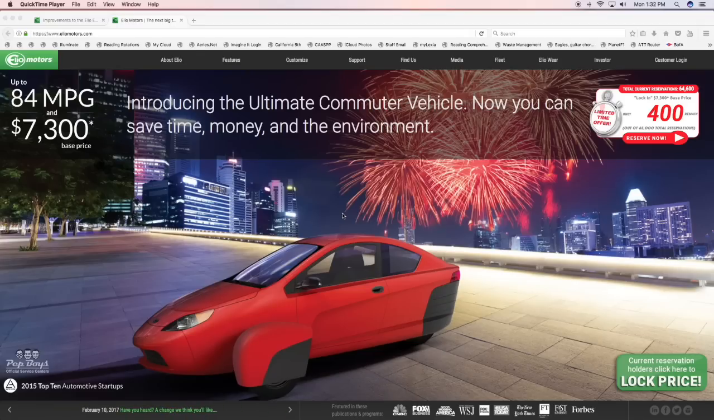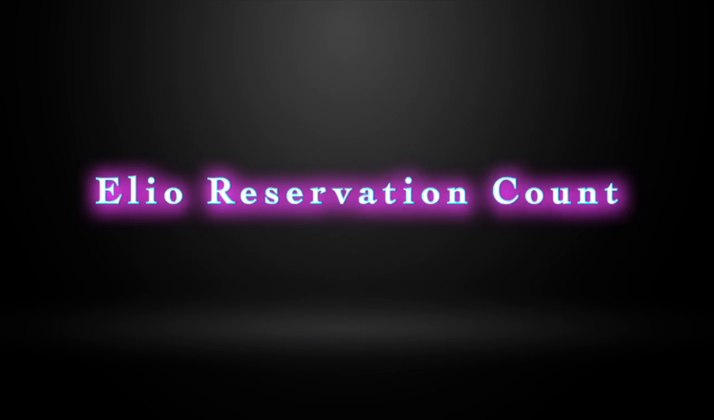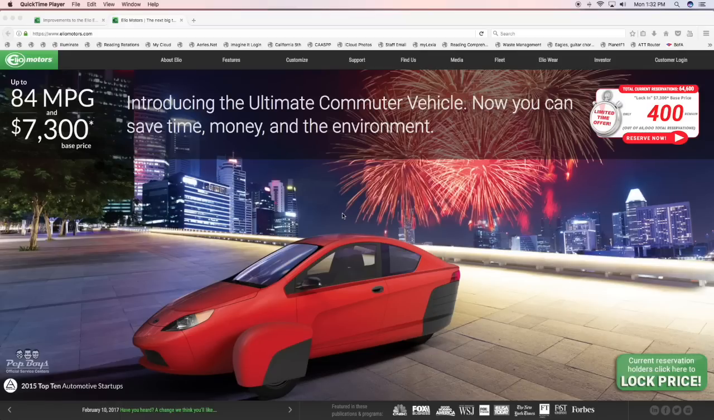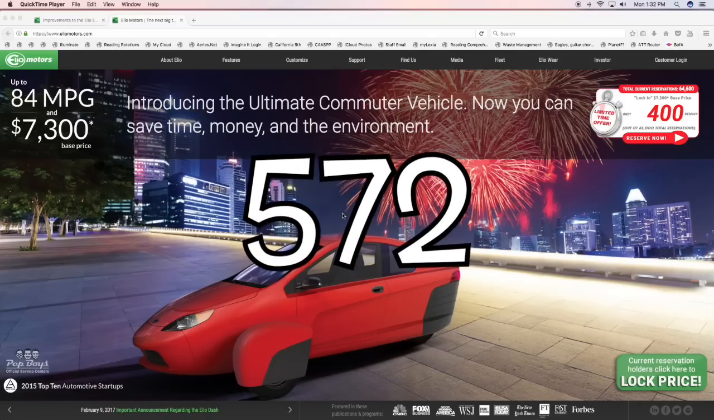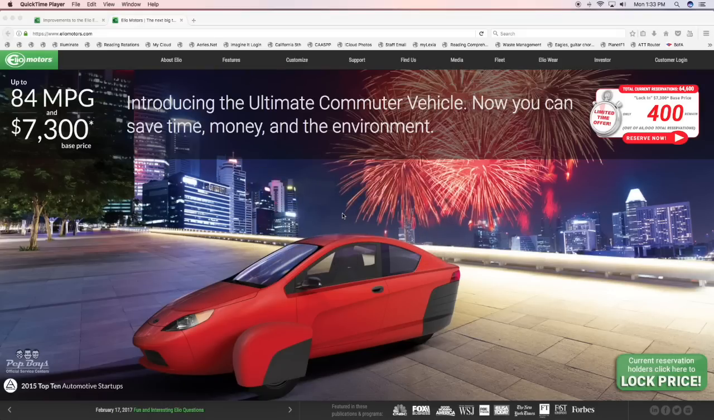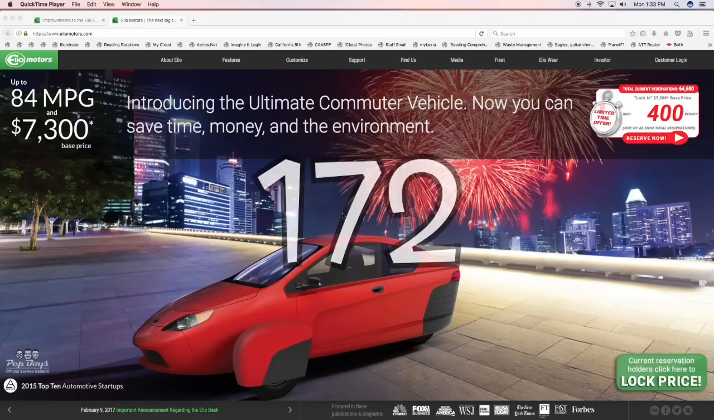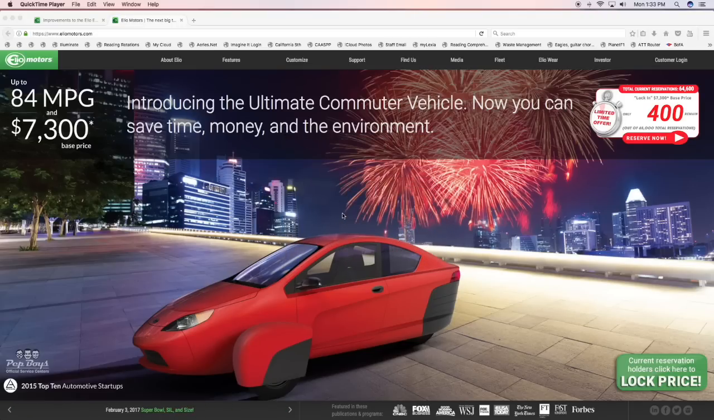Before we get started, let's take a look at our reservation count. From our previous video, we actually had 572 reservations left. And today, President's Weekend, we have 400 remaining reservations left to lock in your $7,300 base price. So, how much have we gained, then? We have gained 172 reservations. That's awesome. Let's just keep it going, guys. Really exciting. We're getting really close to the end of all the reservations.